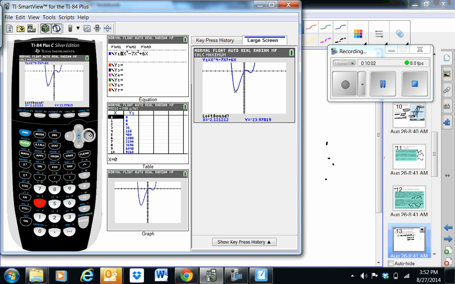Now it's asking for the left bound, so I need to arrow over. We're going to trace it until we get to where we're just to the left. Okay, that looks good. And then it's asking for the right bound, so we're going to scroll over until we're to the right of that local maximum. And then we're going to hit enter again. And it's going to spit out at us that this maximum is at positive 0.46 and positive 1.32.